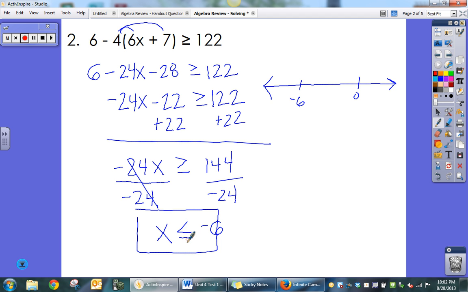Since it is less than or equal to, I'm going to go ahead and use a closed circle, and then it's less than, so my arrow is going to go to the left.